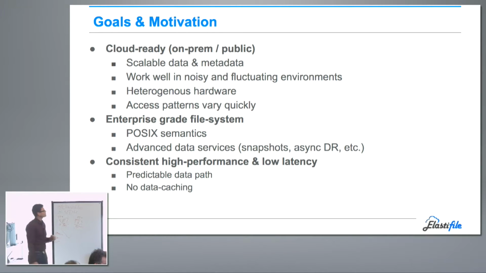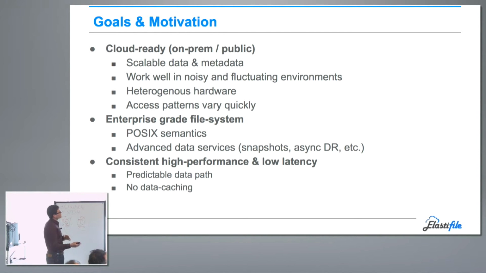and not to have any sort of data caching. And we wanted all of this to be cloud ready, so that means both scalable data and scalable metadata, and to work well in noisy environments. Because you run in the cloud, you're sharing the infrastructure with other workloads, and they affect the kind of service you're getting from the infrastructure. And we incorporated different mechanisms in order to be able to respond quickly to these kinds of changes.